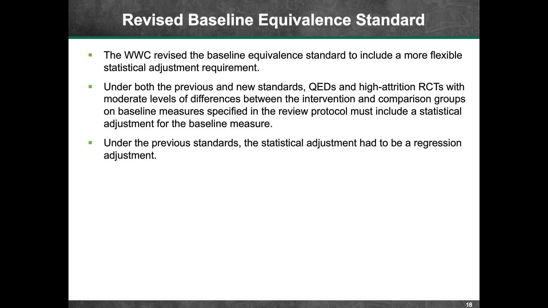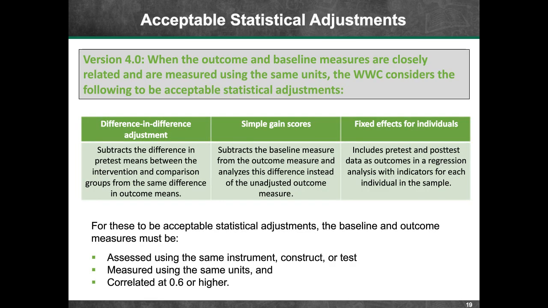Under version 3 standards, this had to be a regression adjustment, including the measure in the analysis at the individual level, such as in an ANCOVA. Under version 4 standards, other analytical approaches may satisfy the statistical adjustment requirement in some specific situations. This expansion is due to a recognition that some alternative methods perform as well as the existing approach. Specifically, when the outcome and baseline measures are closely related and measured using the same units, there are 3 additional methods that can be used to satisfy this requirement.